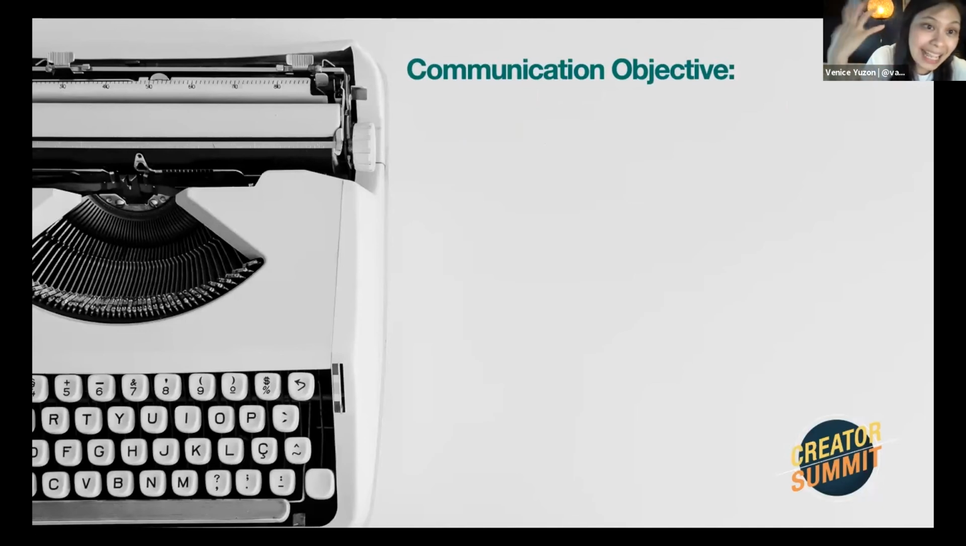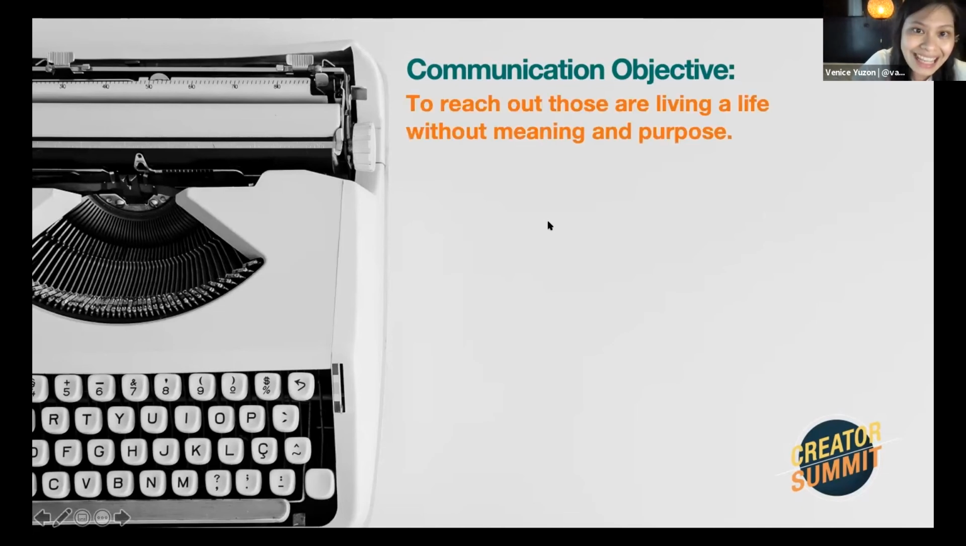And let's say I am a content creator, or let's say I am an independent TikToker. Okay. Or if I'm not an independent TikToker, or maybe I'm just working in the church, right? Well, I'm actually working in the church. So I have to nail down a communication objective. So a sample communication objective looks like this. My communication objective is to reach out to those people who are living a life without meaning and purpose.